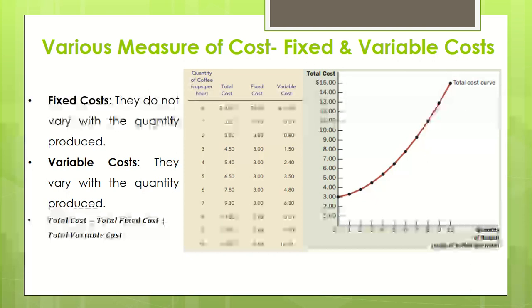And on the graph, if the quantity of the output produced is 0, that means at this point, then at the same point total cost is $3. Now look here, at this point where the quantity of output produced is 0 and the total cost here is $3, that is again the sum of both costs, that is the fixed cost and variable cost.